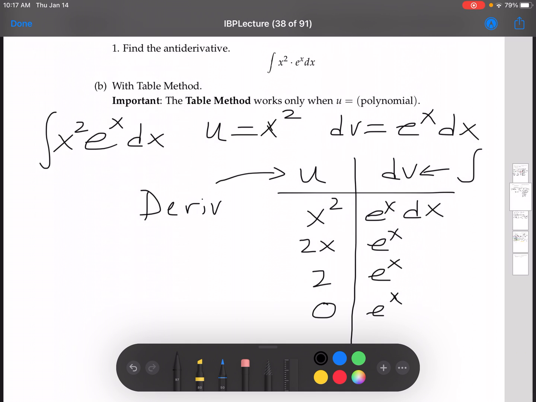Now we add in signs. Always start with plus at the top of the left column. Plus, minus, plus, minus. And now we do this somewhat odd thing where we draw these arrows, like that.